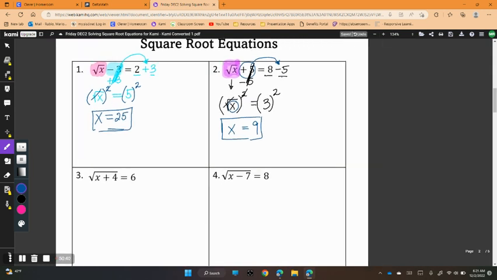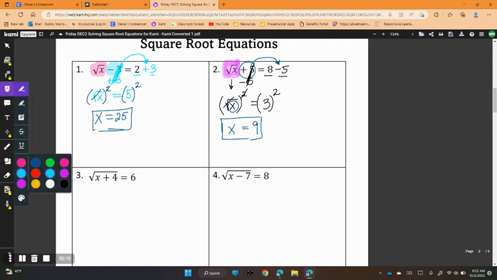Okay, let's take a look at number 3 and number 4. Those look a little bit different. In examples 1 and 2, we had a number we were adding or subtracting on the outside of the square root. In 3 and 4, we have a number that we're adding or subtracting inside the square root.